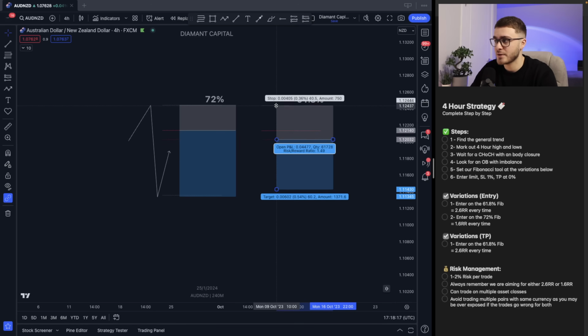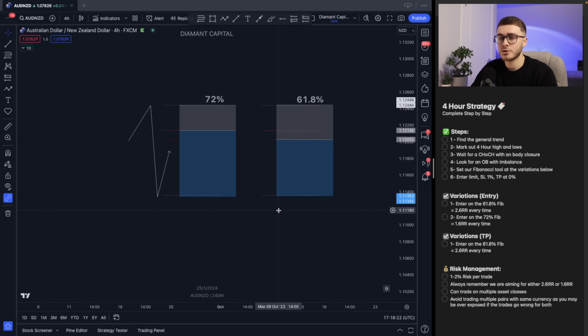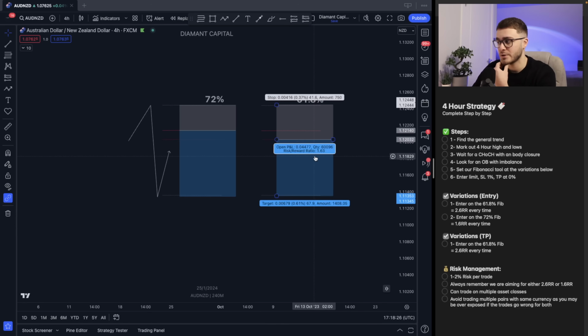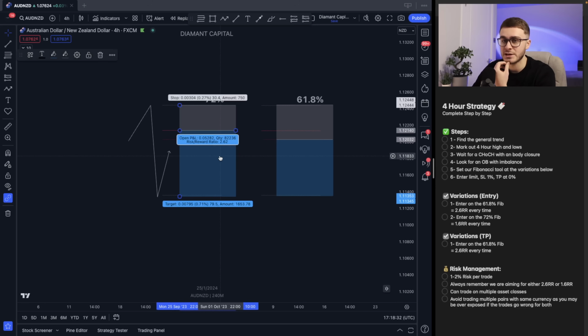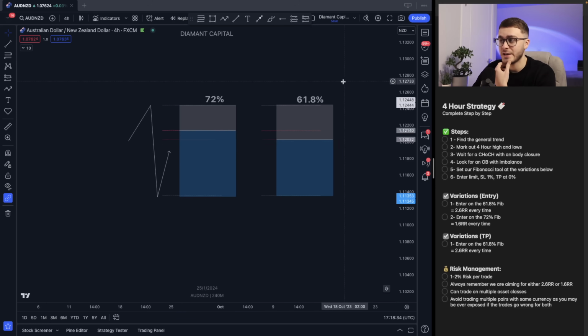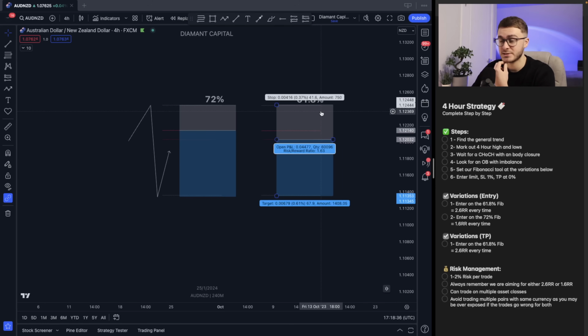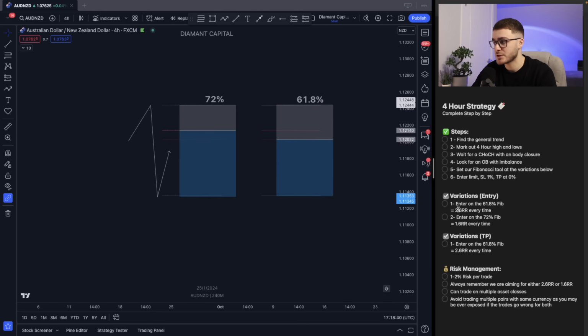So again, similar type of thing. We're going to be putting stop loss just above there. Now, the one thing I want you to realize is this. You're going to have two variations. If we are entering from the 72%, you're going to be getting a 2.6 risk to reward every single time, as you can see over here. If we are entering from the 61.8%, it's a smaller risk to reward of only 1.6. So in general, that's what you're going to be mainly aiming for.